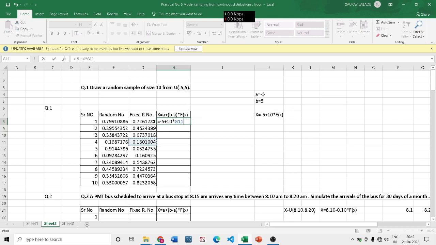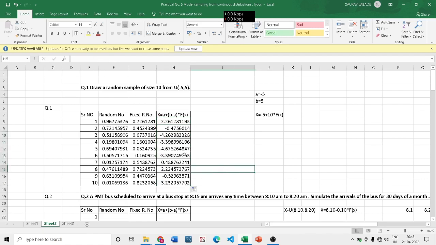So in this column, my first f of x is this, so I will select this value. That is my capital F of x, and I will just simply enter that value. So here I am getting my first value, that is 2.216811193. That is my first random sample of the uniform distribution. I have already given the formula to that particular column, so I will just simply drag this and I will get all the random samples.